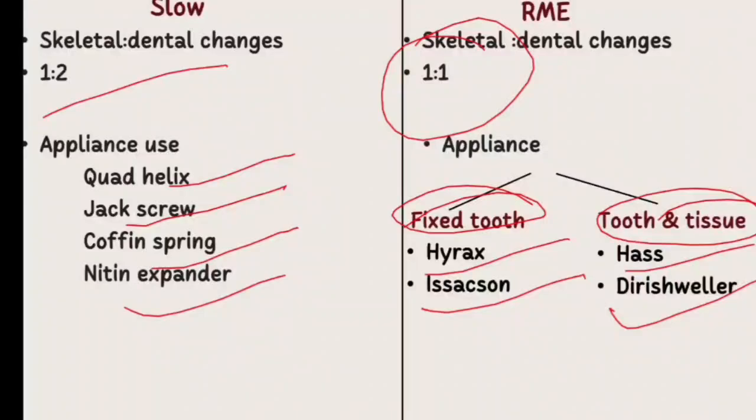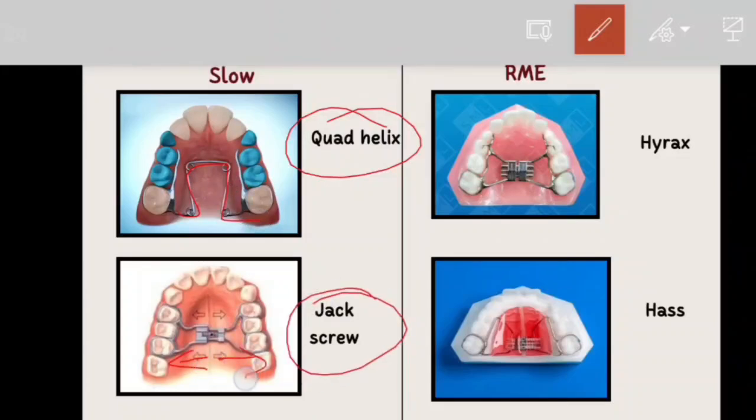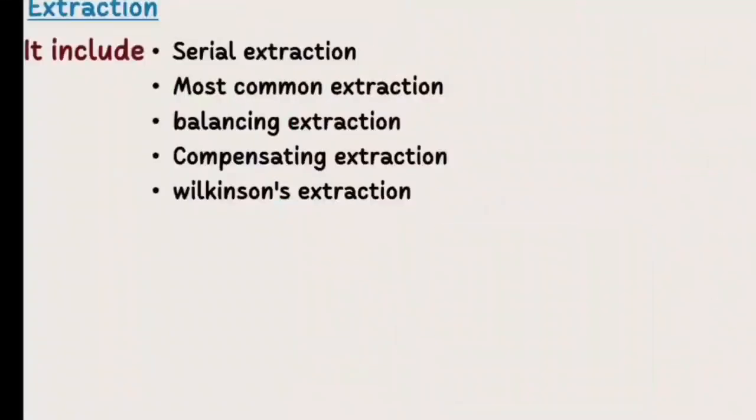Okay. So you see this is an image of the expansion. This one is quad helix, and this one is jack screw, where expansion occurs in this direction. And here you see the Hyrax in rapid maxillary expansion, and the Hass. So all these images show the appliances of slow expansion and rapid maxillary expansion.